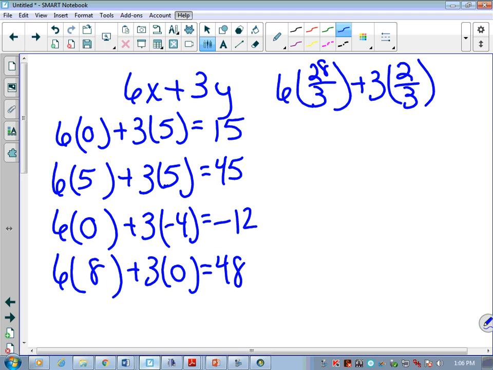Can anybody tell me what that is? 56. All right, and 3 times 2/3. Well, 3 times 2 is 6. 6 divided by 3 is 2, right? So that's giving me a total of 58. Right? Is that the maximum? Yeah, that gives me the maximum. Okay? So what we're looking for is an answer of 28 thirds and 2/3. So it would be B. Okay? Does that make sense?